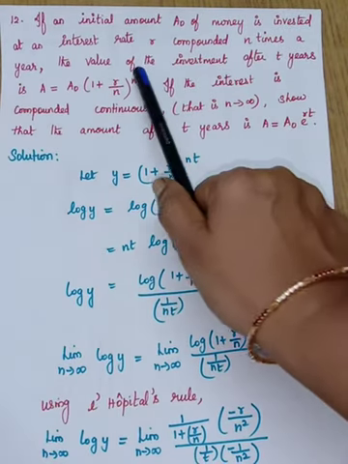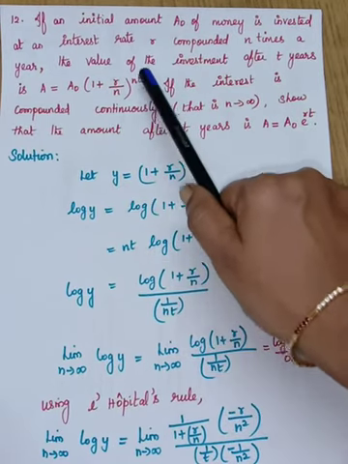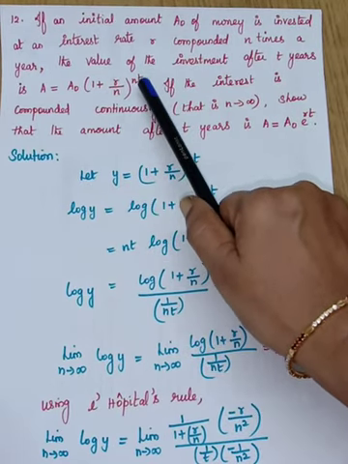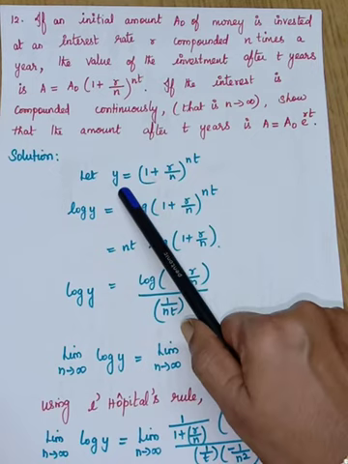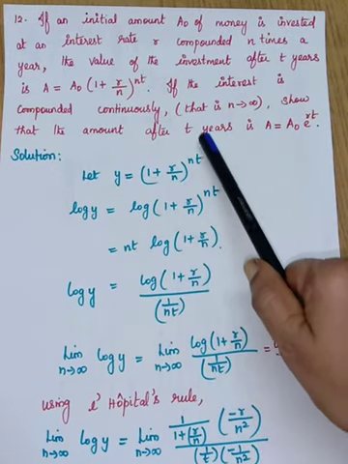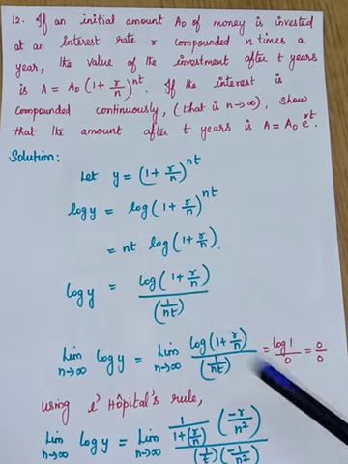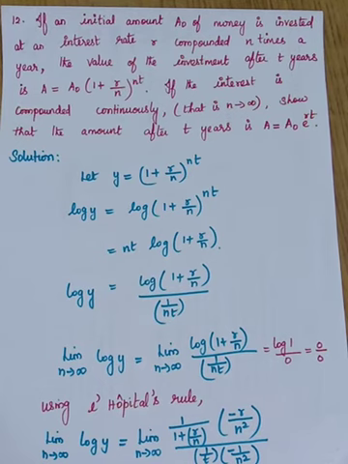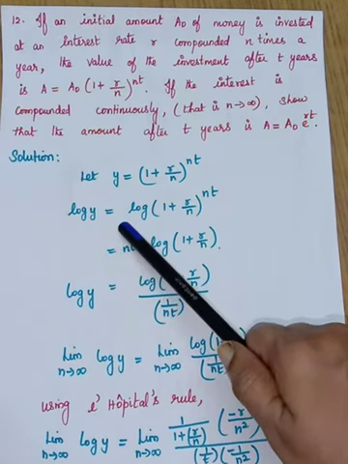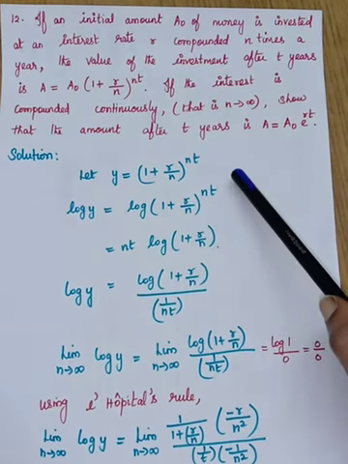So for that, this term alone I have taken as y, because the power you will have n. So you have to take y is equal to 1 plus r by n the whole power nt. So this term we have to bring in the front. For that you have to apply log on both sides. So log y is equal to log of 1 plus r by n the whole power nt.